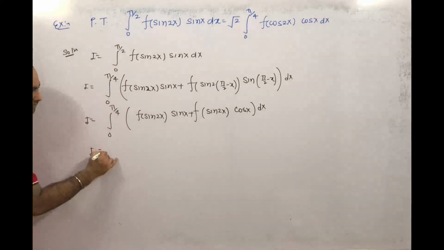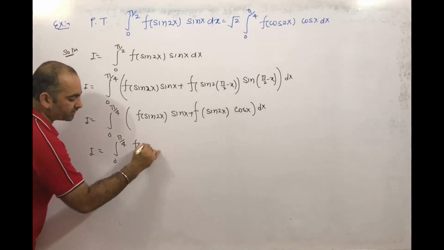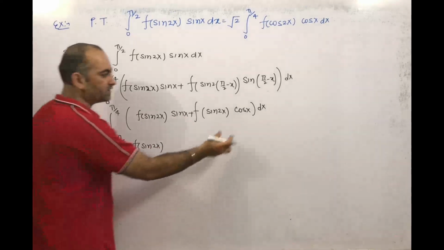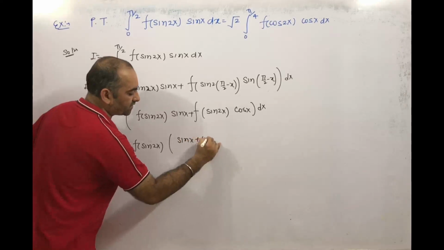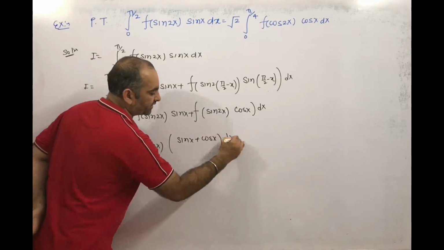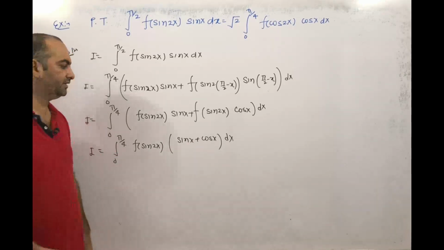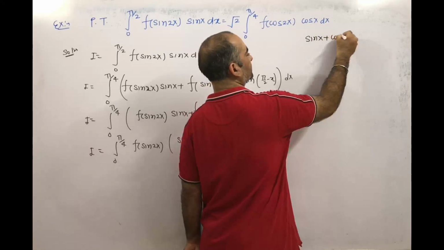So this one we can add: I equals the integral from 0 to pi by 4 of f of sin 2x, we can take common. In the bracket, here is sin x and here is cos x. So what will come here? Sin x plus cos x dx. And sin x plus cos x, what can we write?